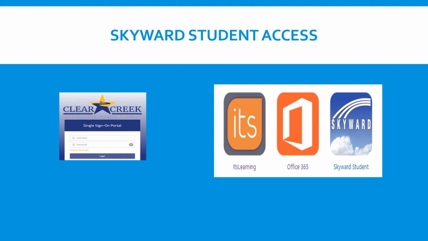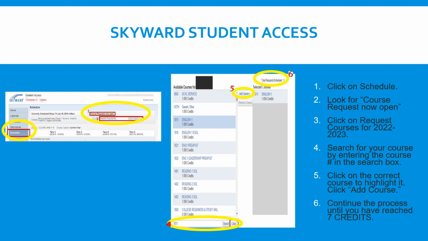After you've written your courses on the planning worksheet, you're ready to enter them into SKYWARD. Access SKYWARD as you normally do. Click on the SKYWARD student icon, click on the Schedule tab, then click on the Request Courses link. It's in blue in the upper right-hand corner. Now you're ready to enter your courses. Be sure you have the course numbers. That's how you'll find your courses to enter.